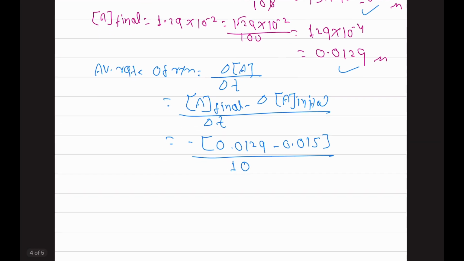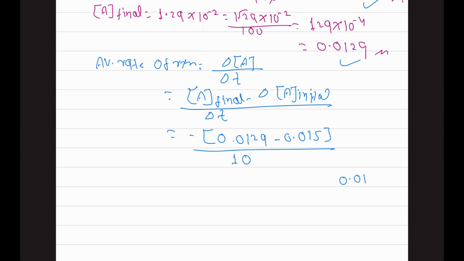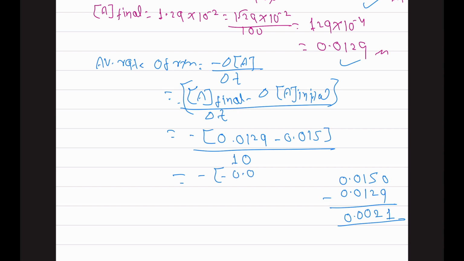If we calculate it, 0.015 minus 0.0129, this gives minus 0.0021 upon 10. Here actually the minus is for the average rate of reaction. So I can write minus 0.0021 upon 10.